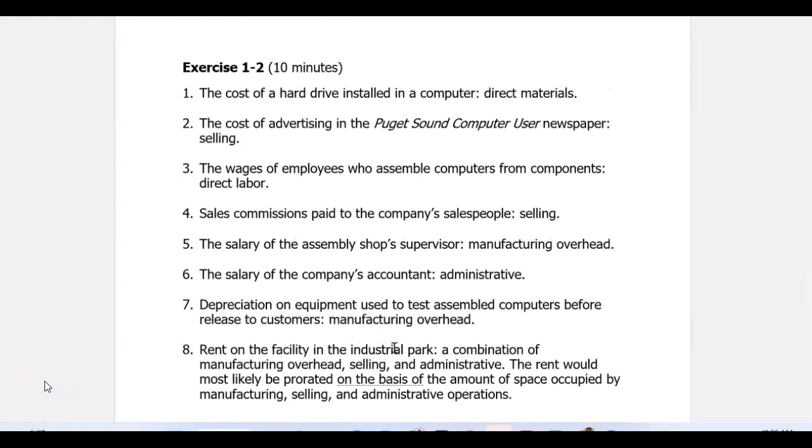Rent on the facility in the industrial park, a combination. A portion is manufacturing overhead because it's the factory, a portion is for the selling department, and a portion is for administrative. So the rent on the facility, if everything is under the same facility, will be divided between manufacturing overhead, selling expenses, and administrative expenses based on, let's say, square footage. Okay, that was a good one.